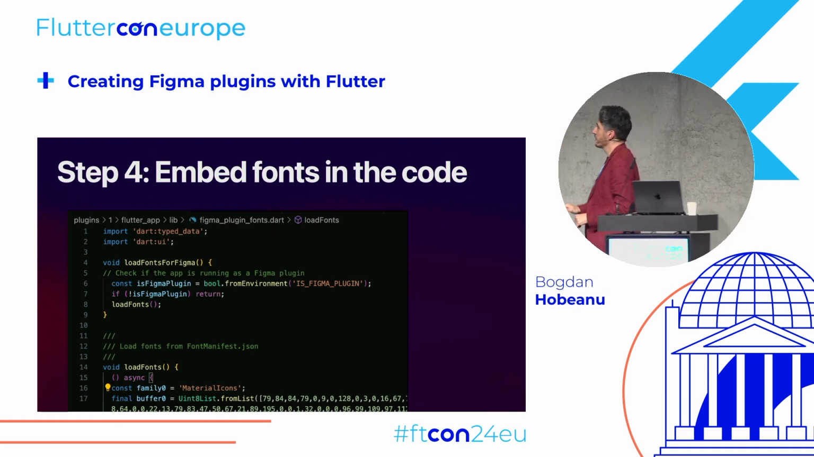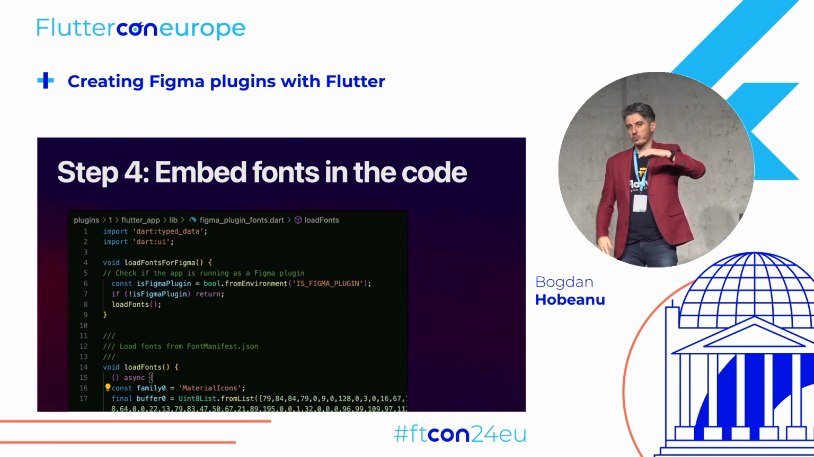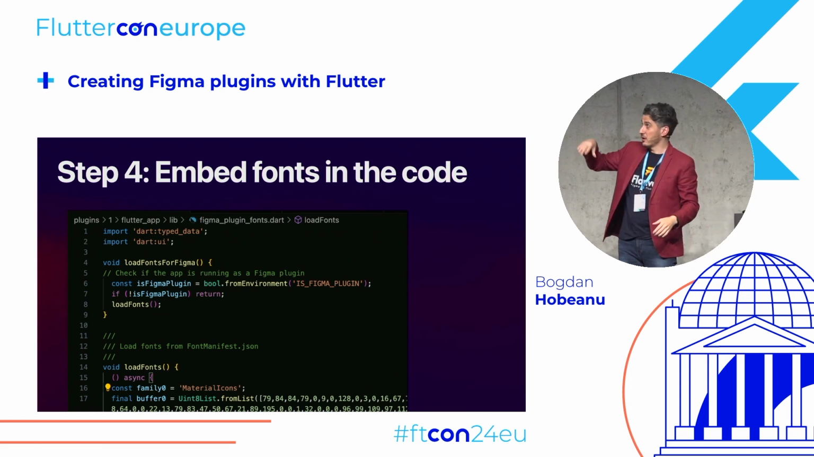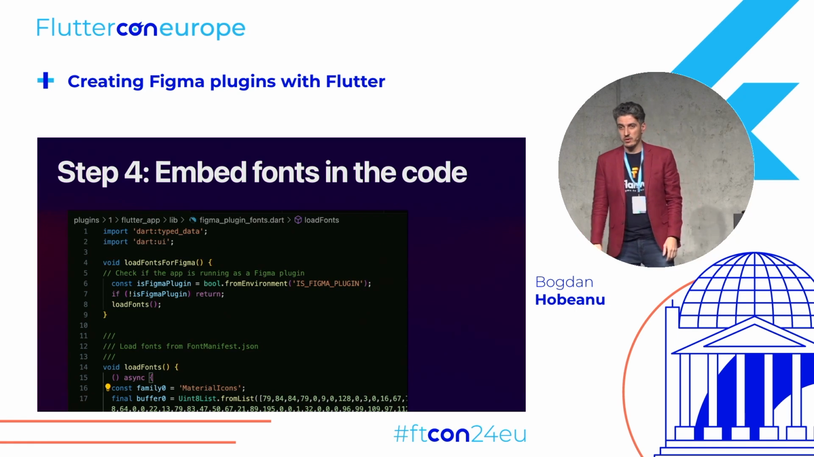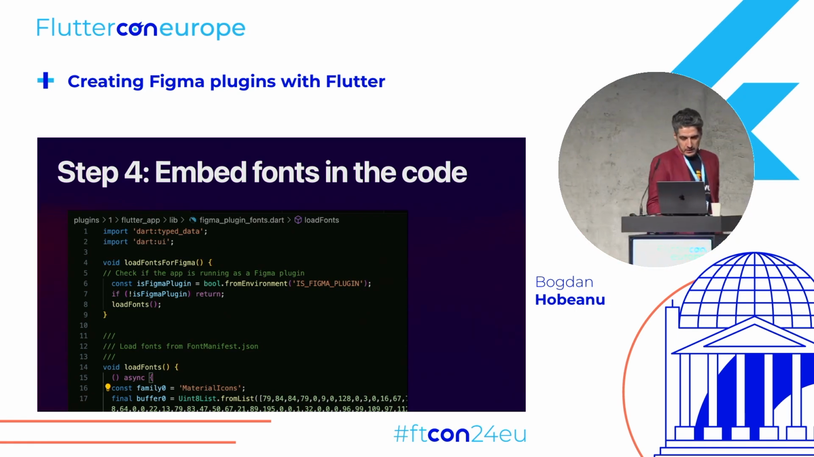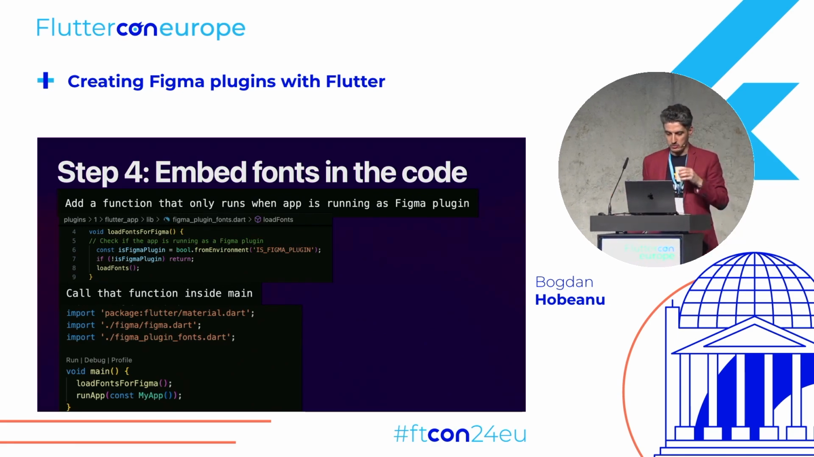So we read the font manifest.json file. It has a list of files. We go through all those files, get their contents, and generate this code that creates the buffer for that font. So next, we need to grab this in a function and then call that function from inside our main function.